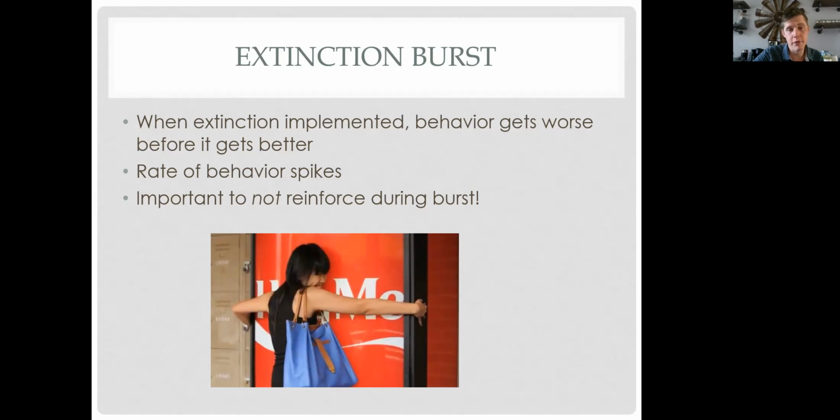So one, it's important to try and avoid this altogether, and we'll talk about ways to do that. But two, if you do go through this route and end up seeing the extinction burst, it's really important not to reinforce during these bursts. Because if you just get through that hump, then it will start extinguishing appropriately and the behavior will decrease.